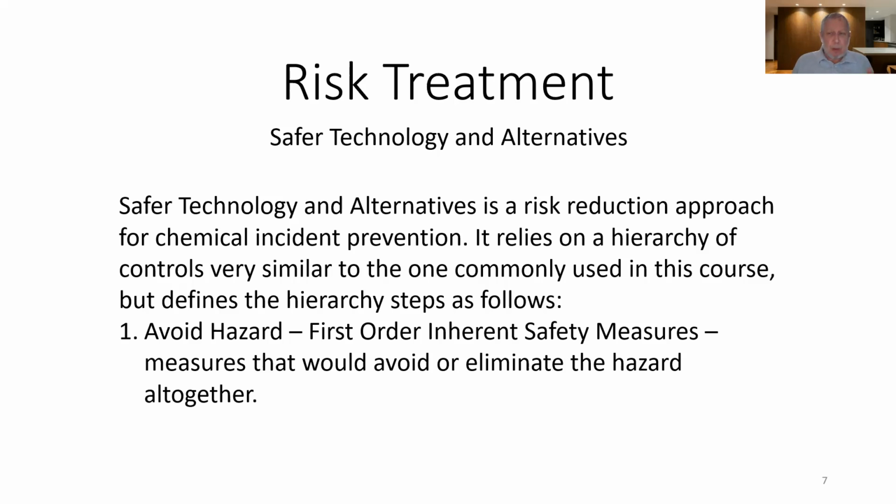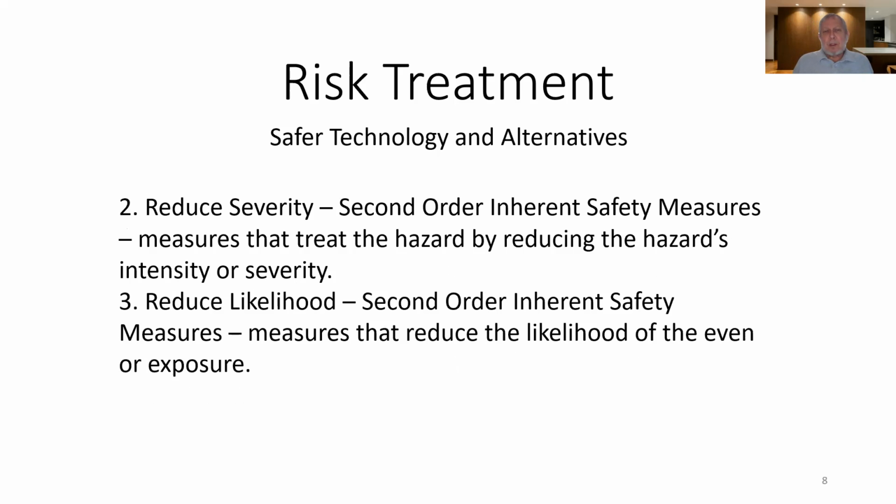All right, that's pretty obvious and it's pretty common to almost all of these hierarchies of control. Reduce severity, second order inherent safety measures, measures that treat the hazard by reducing the hazard's intensity or severity. Not too much different from the second one, right, in our hierarchy of controls. Reduce likelihood, second order inherent safety measures, measures that reduce the likelihood of the event or exposure.